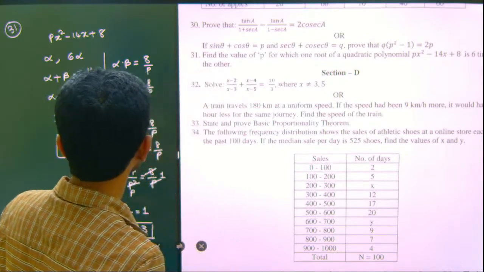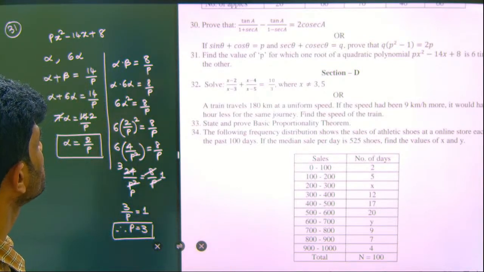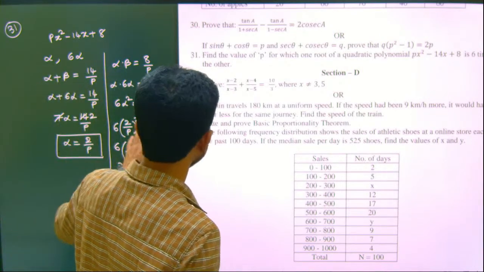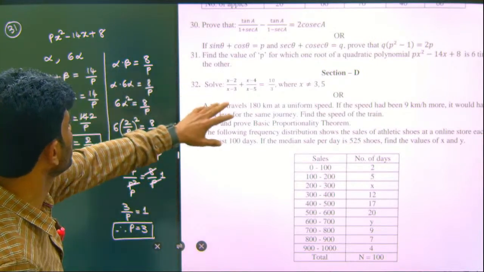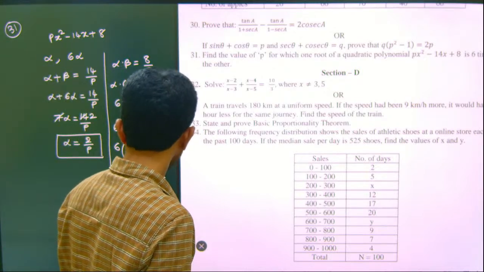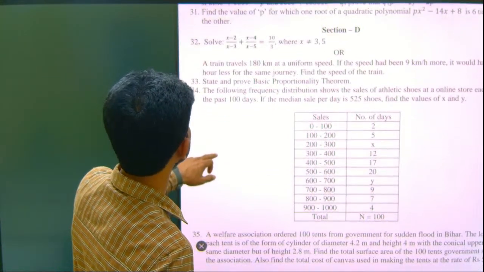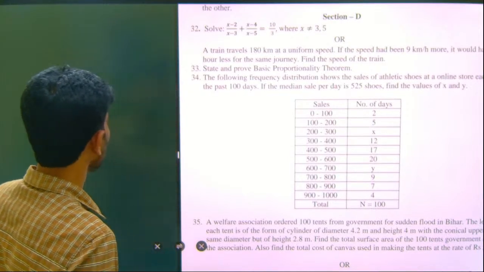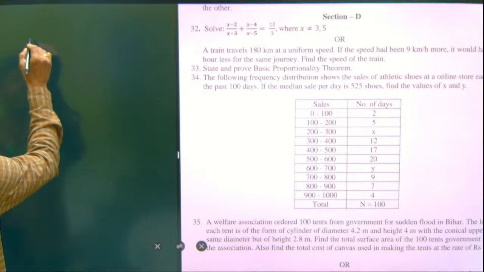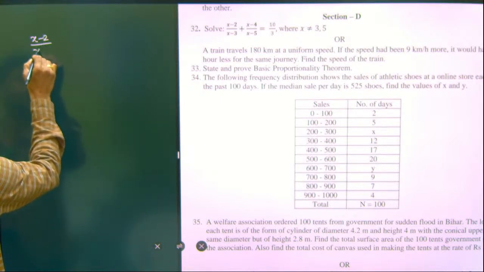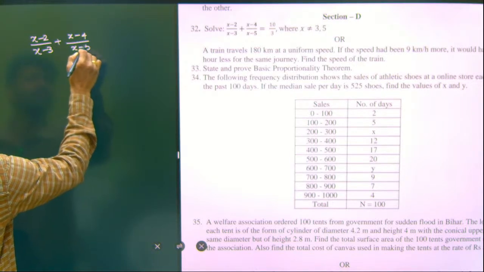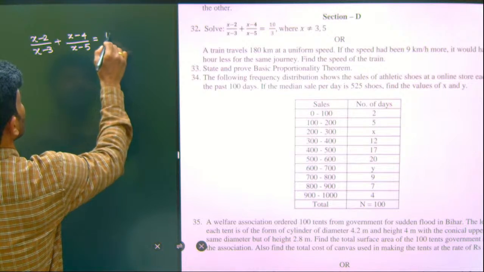Question number 31. You will have some different questions like this in 3 marks or in 5 marks. So to get it, you should have a complete idea of what to do in which case. When it is given like this, you have to use two relations: sum of zeros and product of zeros. That is the quadratic polynomials 3 marks question. Now the quadratic equations 5 marks question. What is it? (x minus 2) by (x minus 3) plus (x minus 4) by (x minus 5) is equal to 10 by 3.